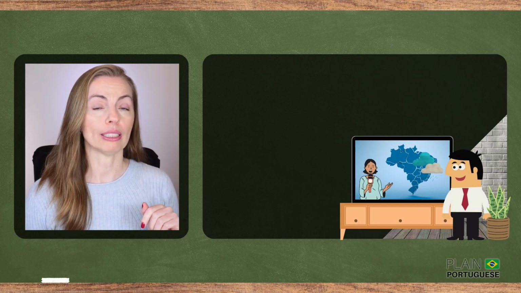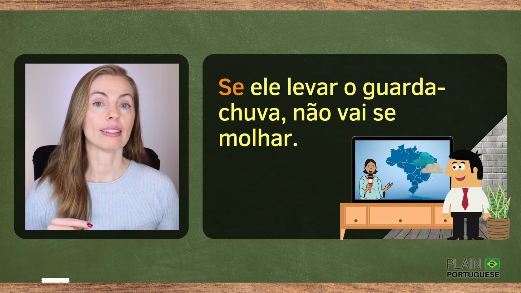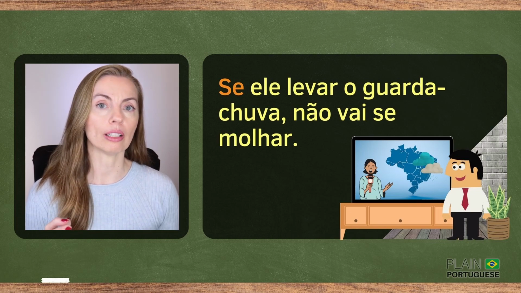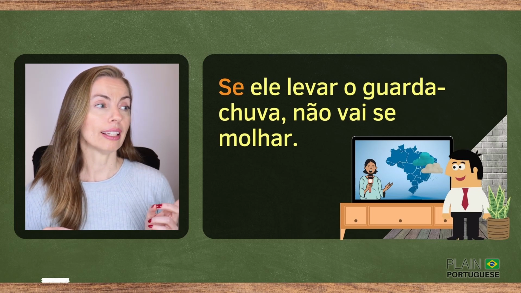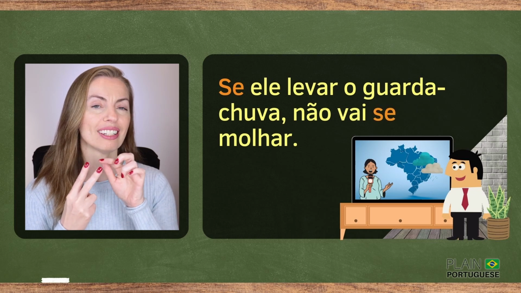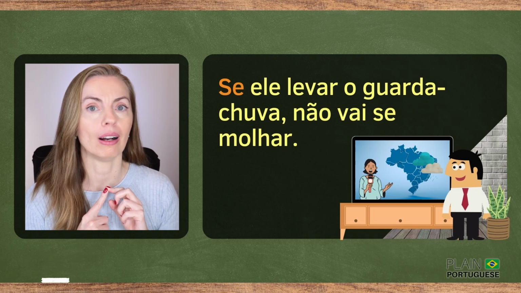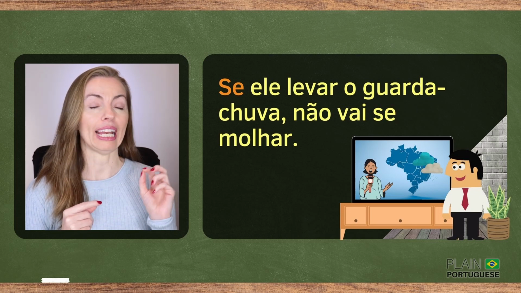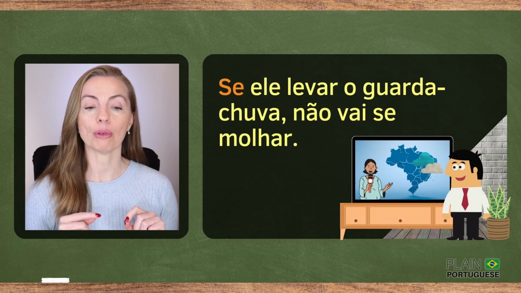Oh, they're calling for showers. He'd better take an umbrella. If he takes an umbrella, he won't get wet. Se ele levar o guarda-chuva, não vai se molhar. This is a good example where se has 2 distinct uses, but remember, in today's lesson, we'll focus on one of them. Se ele levar o guarda-chuva, não vai se molhar.